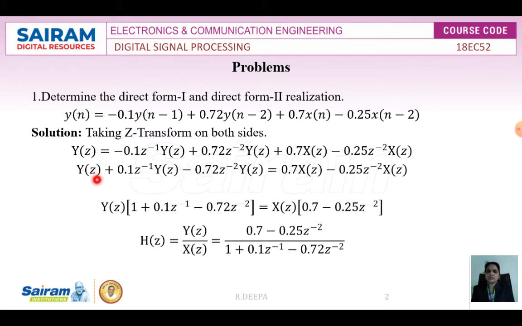Once you take the Z transform of the above equation, you can rearrange such that y of z terms are on the left hand side and x of z terms are on the right hand side. Then take y of z as common, so you get y of z into 1 plus 0.1 z inverse minus 0.72 z power of minus 2, which is equal to x of z into 0.7 minus 0.25 z power of minus 2. Then it can be represented as the transfer function h of z as y of z divided by x of z, which is equal to 0.7 minus 0.25 z power of minus 2 divided by 1 plus 0.1 z inverse minus 0.72 z power of minus 2.